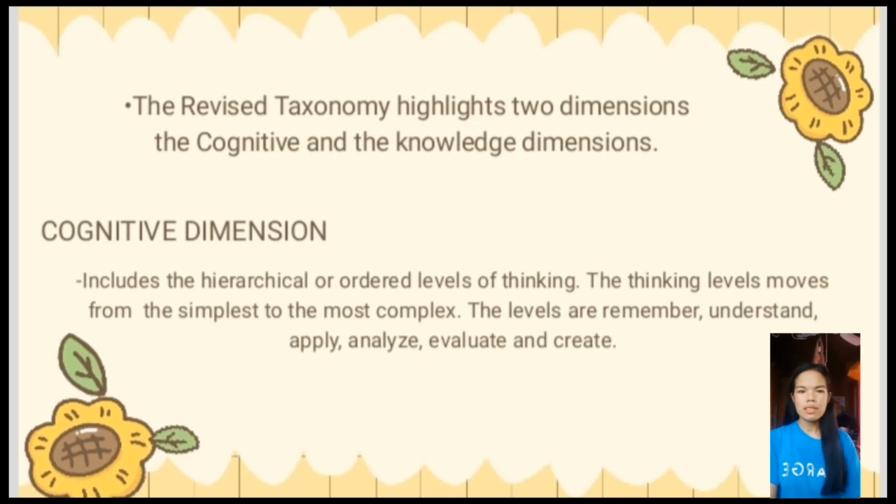Revised taxonomy highlights 2 dimensions, the cognitive and the knowledge dimensions. Cognitive dimensions include the hierarchical or ordered levels of thinking. The thinking levels move from the simplest to the most complex. So, the cognitive dimension has 6 levels of thinking skills: first is remember, understand, apply, analyze, evaluate, and create. So, these dimensions help the teachers to understand and target the various cognitive skills that the student should develop, from basic recall of past to the most complex creations of new ideas.